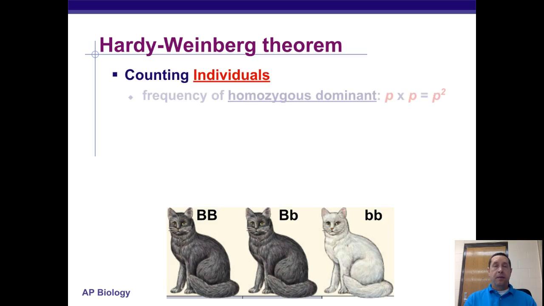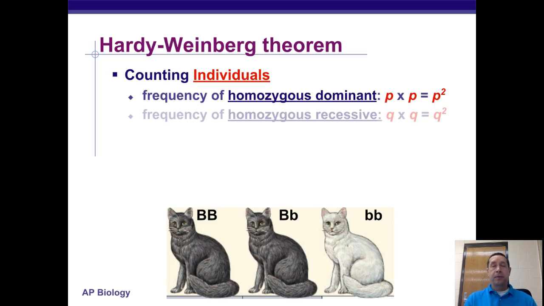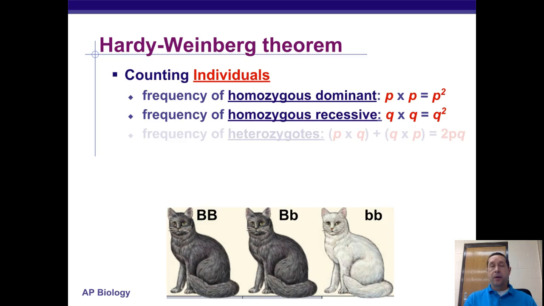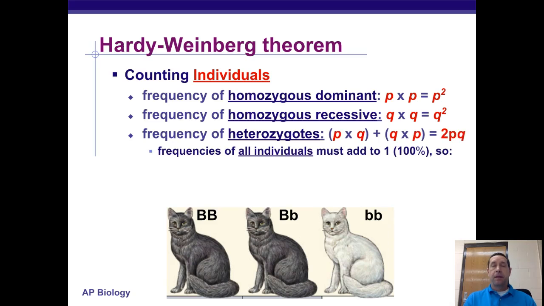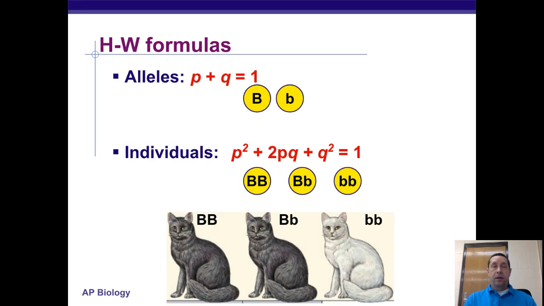If we're looking at individuals, the frequency of the homozygous dominant, 2 big B's, is p squared. Homozygous recessive, 2 little b's, is q squared. The heterozygote, there are 2 ways we can get that. You can get big B from one parent and little b from the other, or little b from the first parent and big B from the second parent. So that's 2 times p times q. Again, if we add p squared, q squared, and 2pq, we should get 1. That's our second equation. So for alleles, p plus q equals 1. For individuals, p squared plus 2pq plus q squared equals 1.